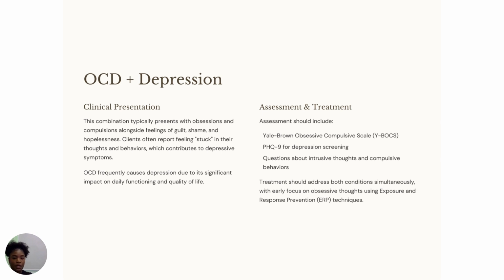As a clinician, how we assess should be to use the Yale-Brown Obsessive Compulsive Scale, the PHQ-9 for depression, and we have to ask them questions about their intrusive thoughts and compulsive behavior. Our treatment plan should address both conditions simultaneously, with early focus on the obsessive thoughts using exposure and response prevention techniques.